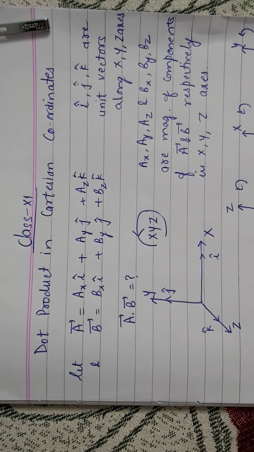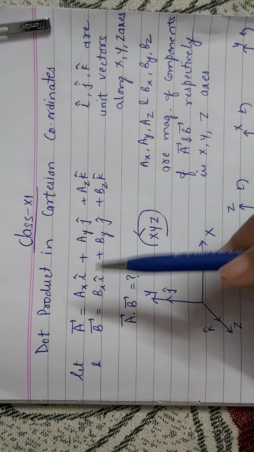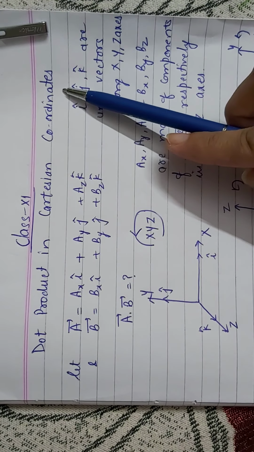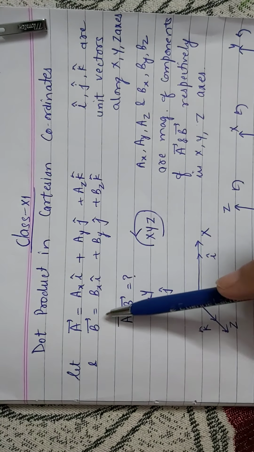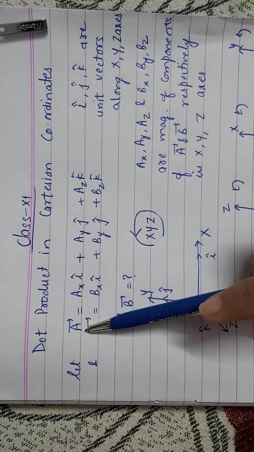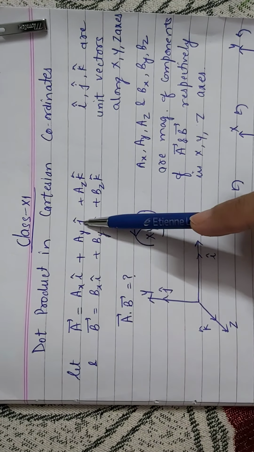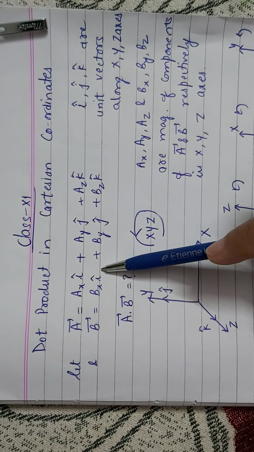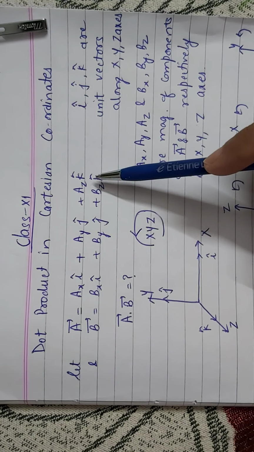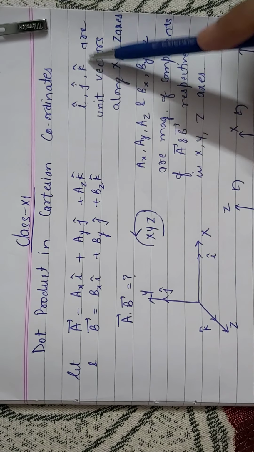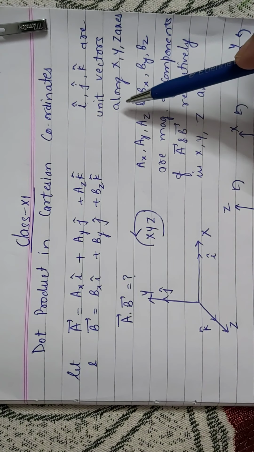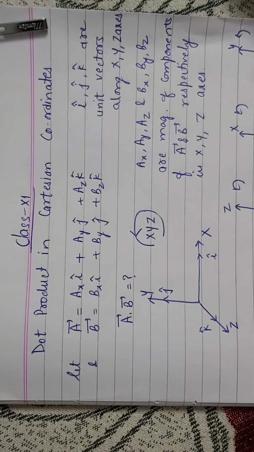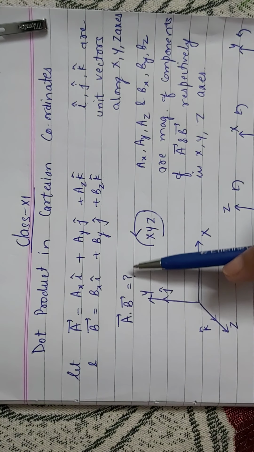Hello students, in this video we are going to discuss the dot product in Cartesian coordinates. So let's take two vectors a and b, where a equals axi plus ayj plus azk and b equals bxi plus byj plus bzk, where i, j, k are the unit vectors along the x, y and z axes. We have already discussed this in class. Then what will be a dot b?